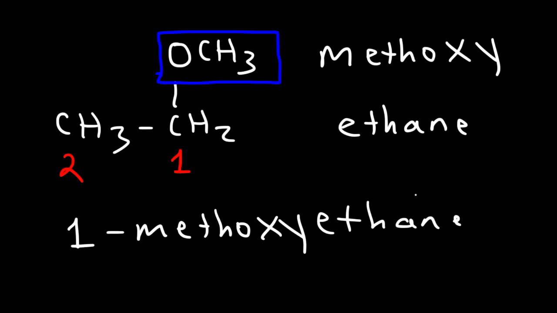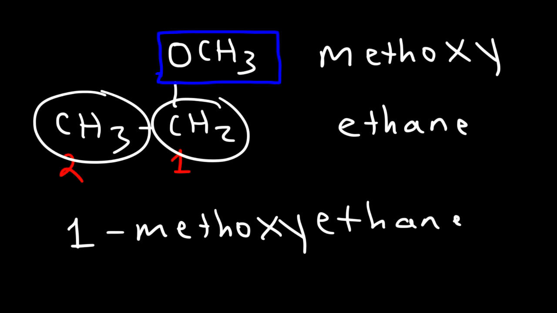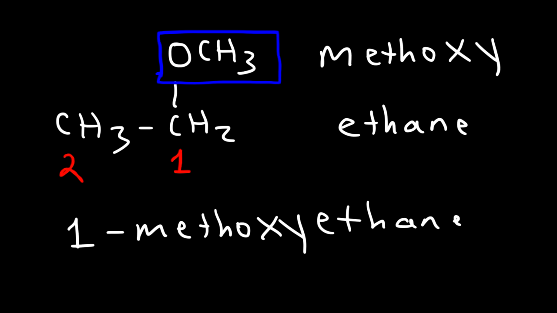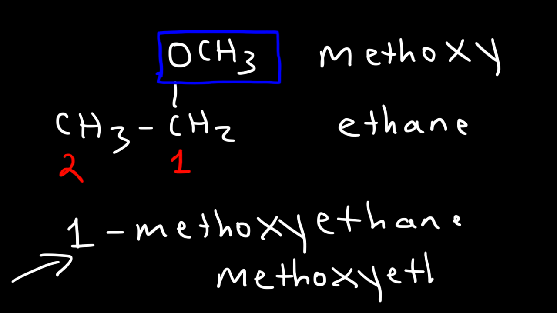Now, it really doesn't matter if the OCH3 group is on carbon 1 or carbon 2, because no matter which way you count it, the first one is going to be carbon 1. So if the OCH3 group was on this carbon, it would still be 1-methoxy ethane. So therefore, the 1 is not necessary in this case. So we could simply call it methoxy ethane.